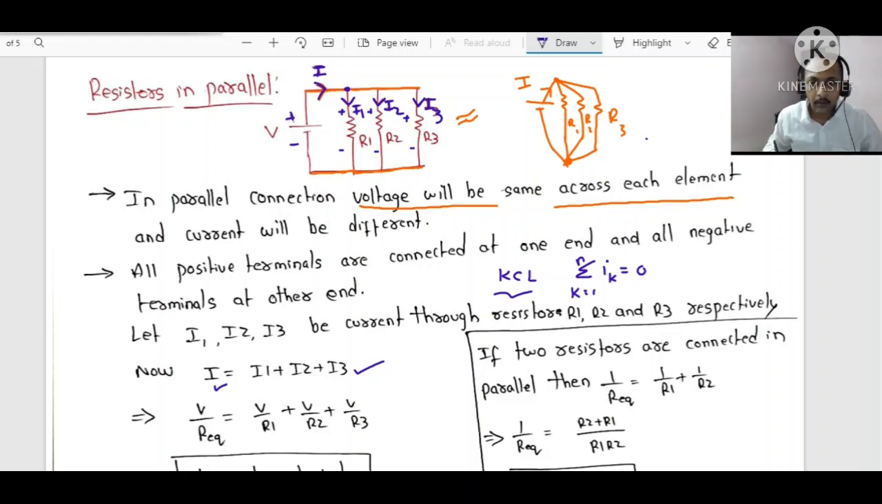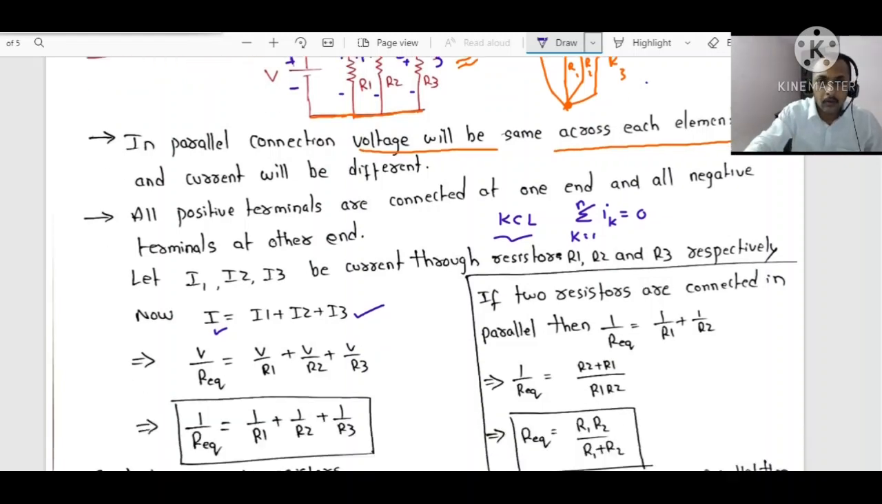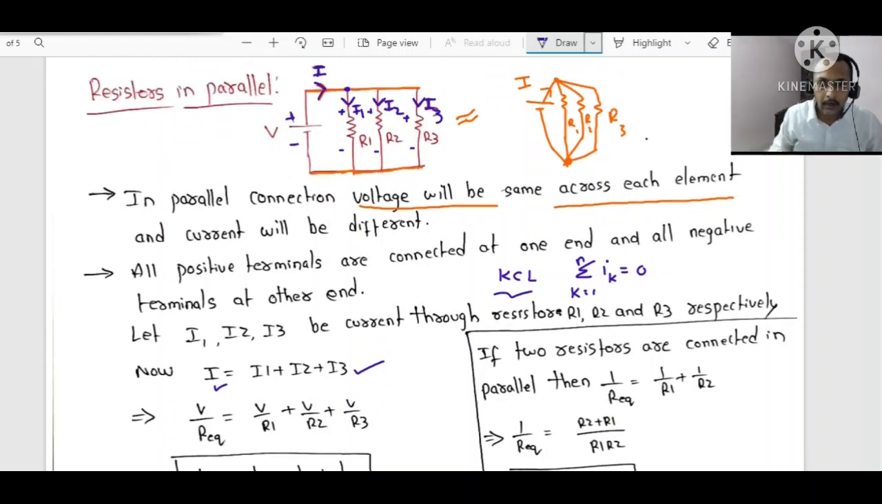Now from Ohm's law, what about I? Current I equal to V divided by R. All the elements are in parallel, so across all the elements the voltages will be the same. So V divided by R equivalent equal to V divided by R1 plus V divided by R2 plus V divided by R3. Very, very important.